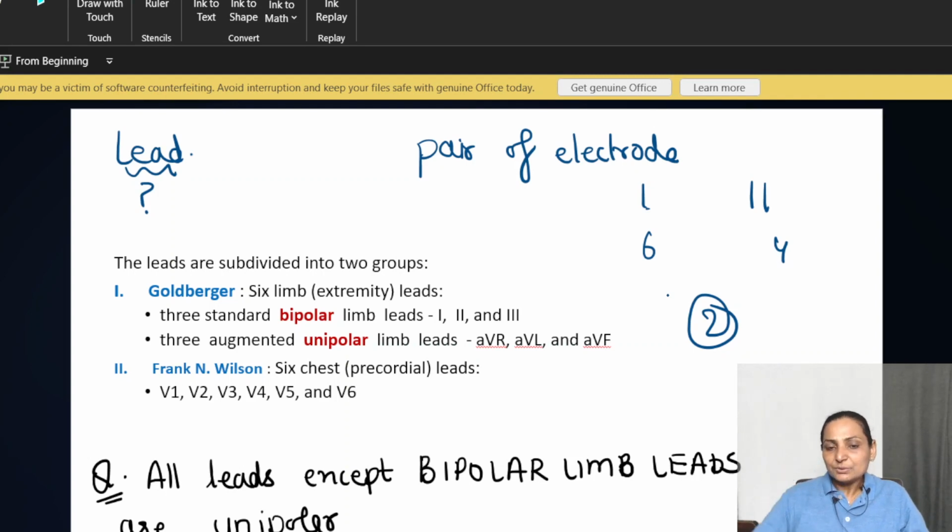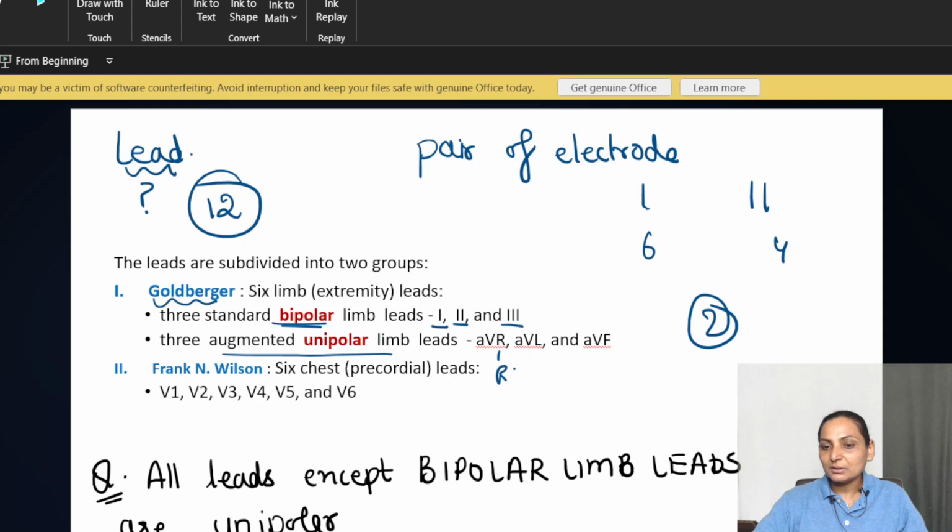Now we use 12 leads in ECG, right? We have got the Goldberger's standard bipolar limb leads. These are leads 1, 2, 3. We have got 3 augmented unipolar limb leads. A stands for augmented: AVR, AVL, AVF.